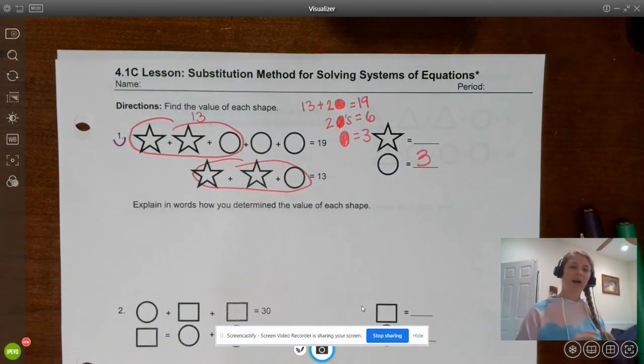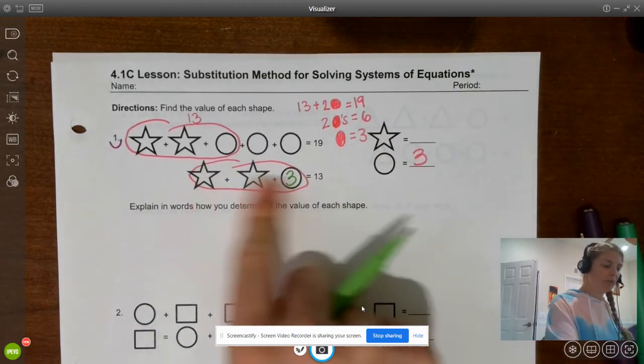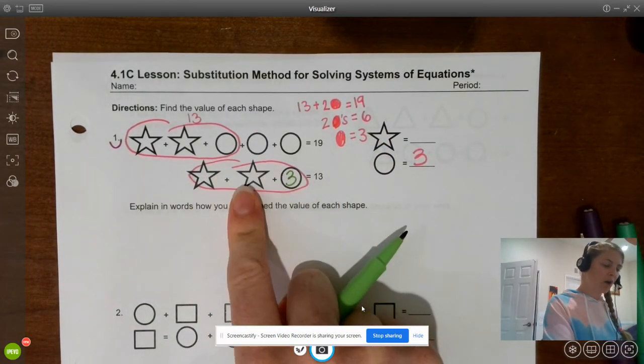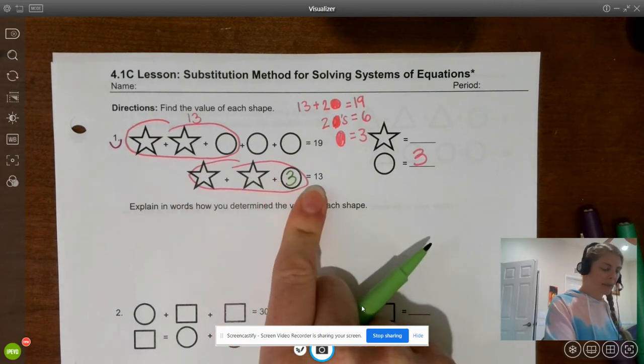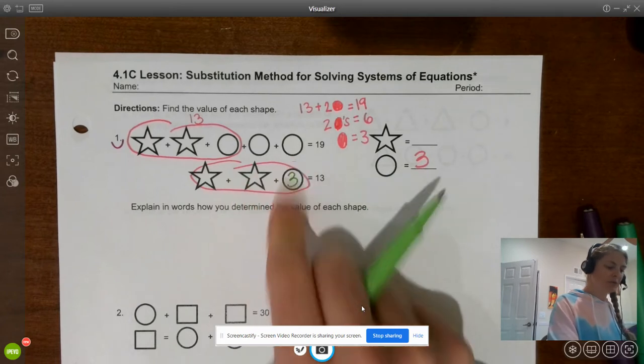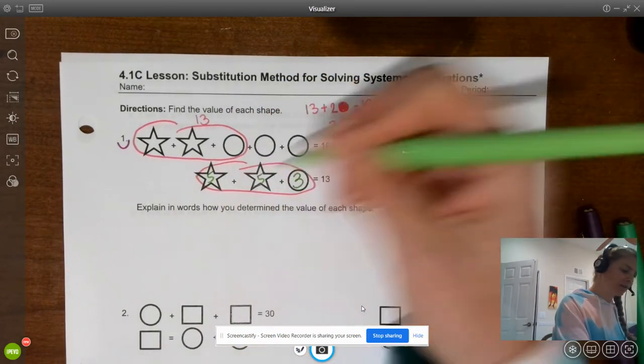Now that you know one circle is equal to 3, we can substitute that value into the other equation. And now we have one equation with only one unknown, star. Star star plus 3 is equal to 13. So we know that 2 stars would be equal to 10. So 1 star has to be equal to 5.